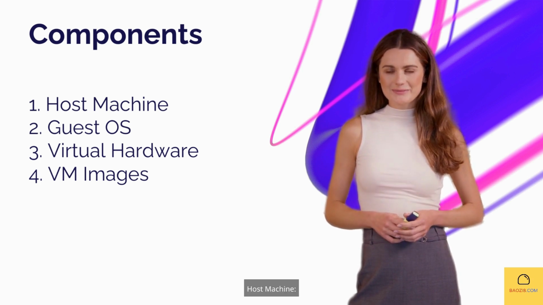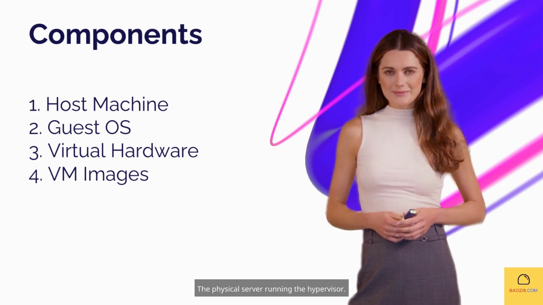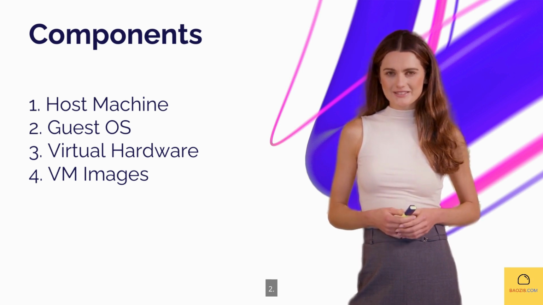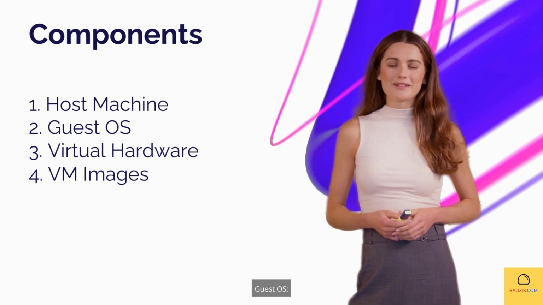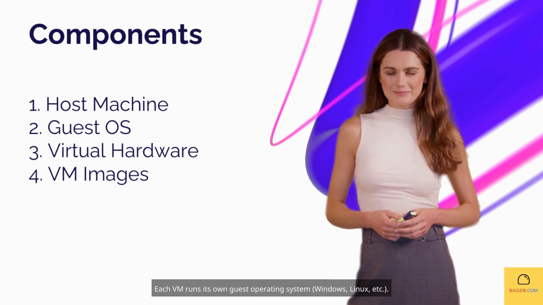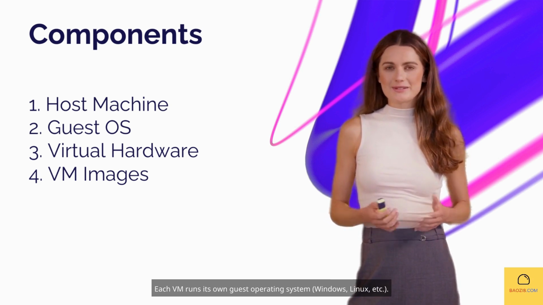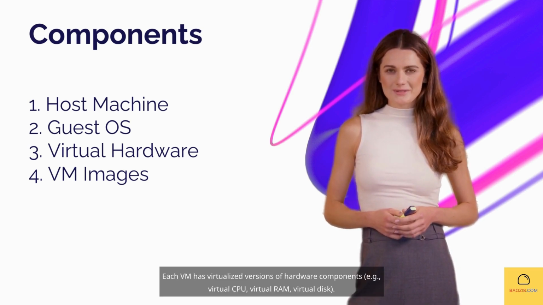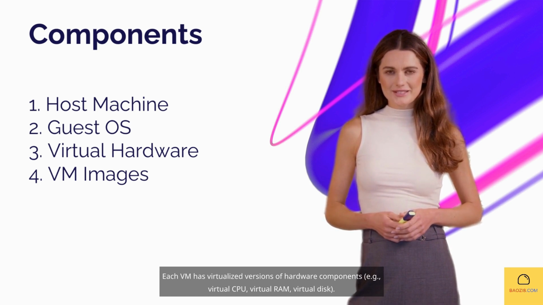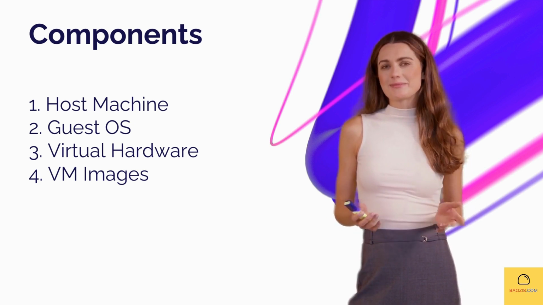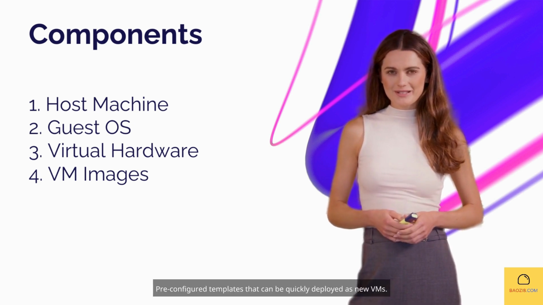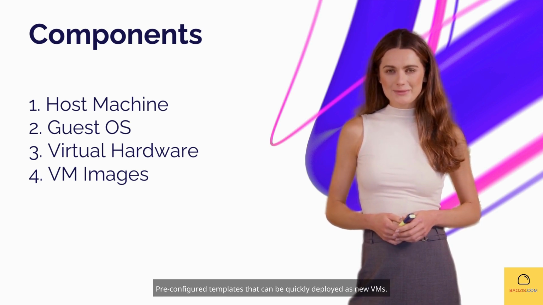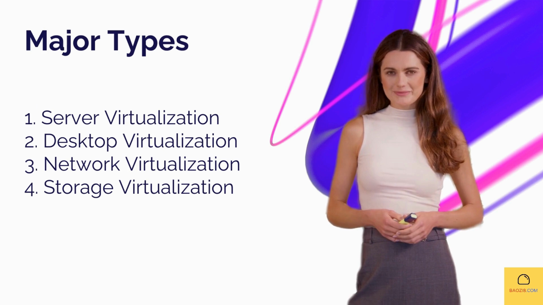Components of virtualization include: 1. Host machine. The physical server running the hypervisor. 2. Guest OS. Each VM runs its own guest operating system, Windows, Linux, etc. 3. Virtual hardware. Each VM has virtualized versions of hardware components, e.g., virtual CPU, virtual RAM, virtual disk. 4. VM images. Pre-configured templates that can be quickly deployed as new VMs.